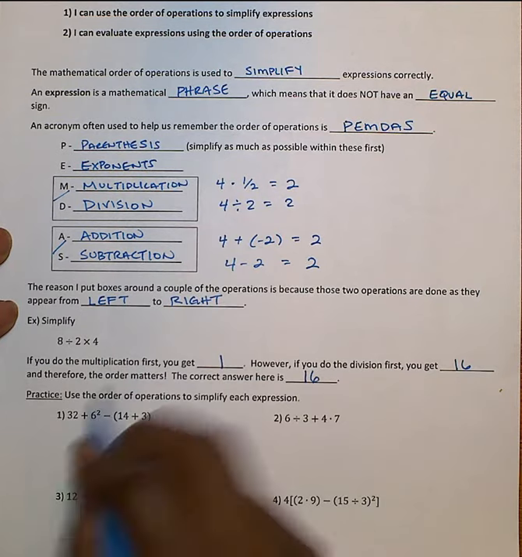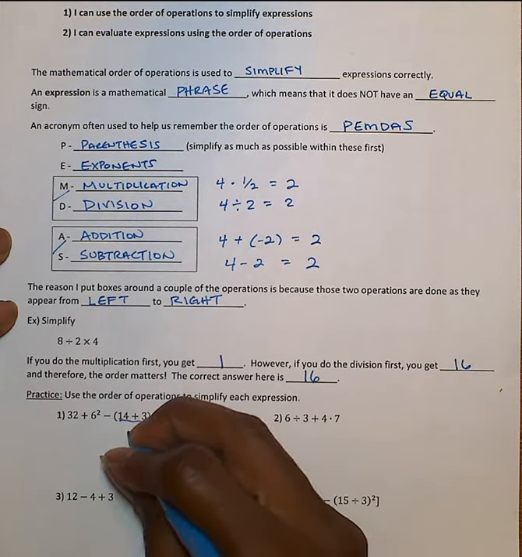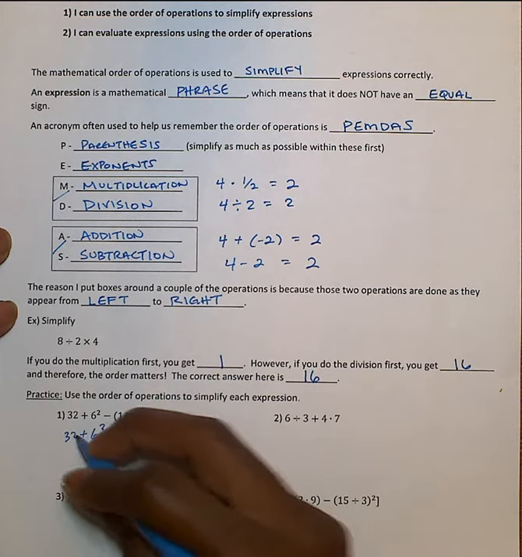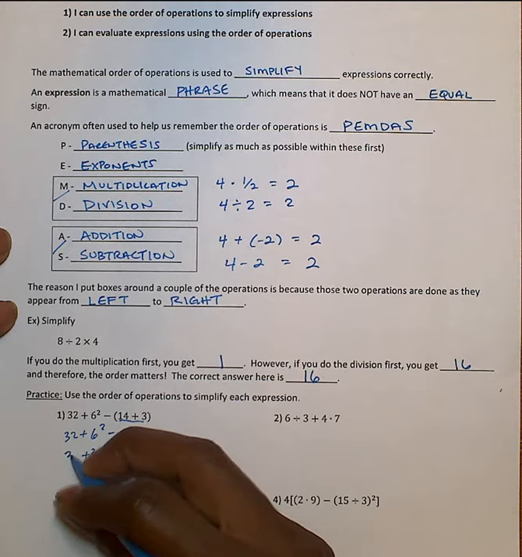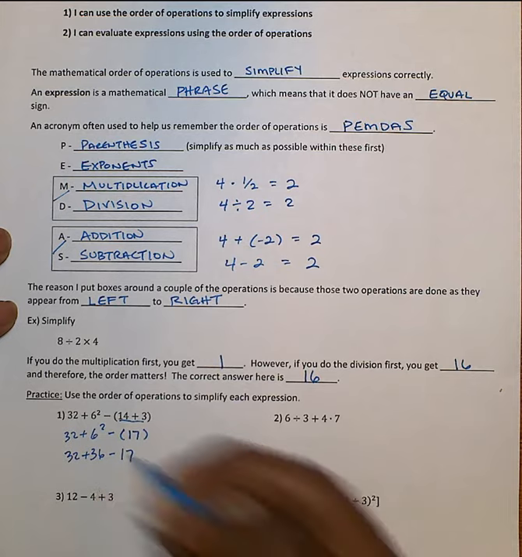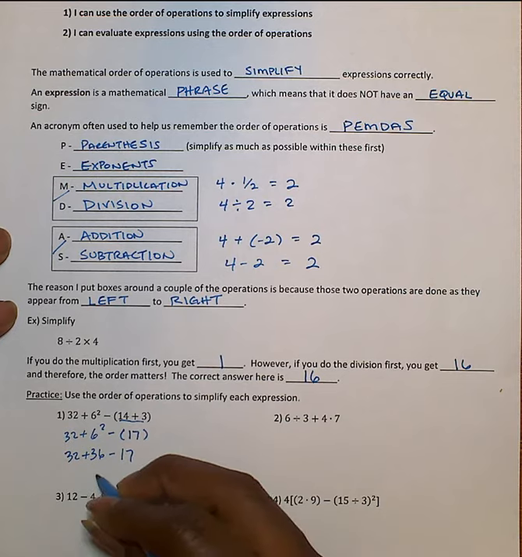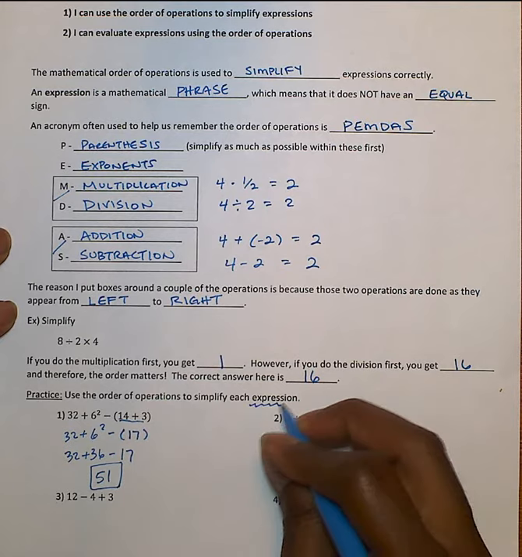So, parentheses, we have those here. 14 plus 3 gives me 17. My next step, I have 6 squared, that's 36. So I have 32 plus 36 minus 17. These two together give me 68. 68 minus 17 will give me 51. So the expression simplified is 51. Again, notice this is an expression because there's no equal sign.